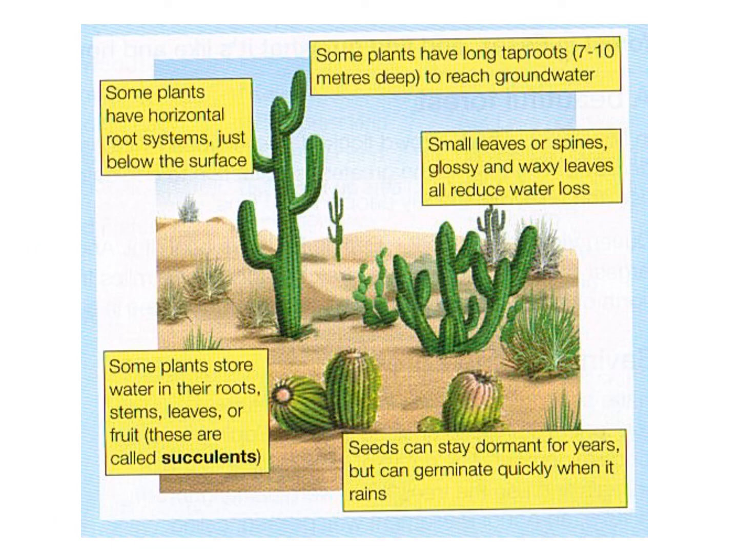Here is a summary. 5 things about desert plants. Some plants have horizontal root systems below the surface. Some plants have long tap roots, 7 to 10 meters deep to reach the groundwater. So that was number 1. That's number 2. Number 3, some leaves or spines, glossy and waxy leaves, all reduce water loss. 4, seeds can stay dormant for years but can germinate quickly when it rains. And 5, some plants store water in their roots, stems, and leaves or fruit. These are called succulents.